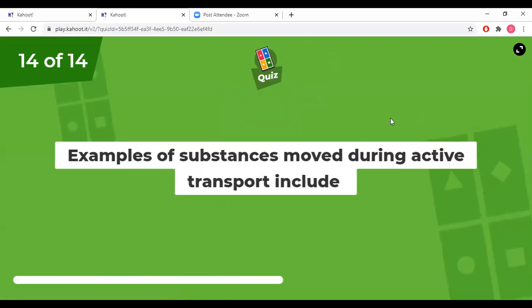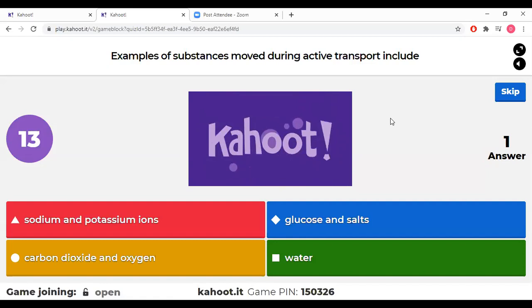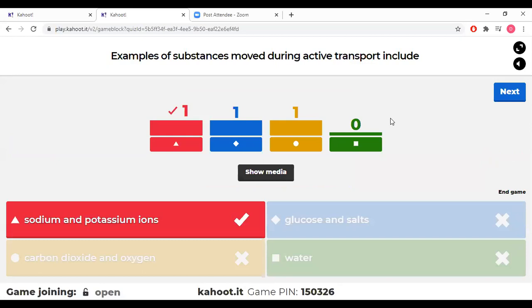And now this is the last question. Question 14 out of 14. Examples of substances moved during active transport include what? Remember when I showed you that concentration gradient there? There are examples of those substances that are allowed to pass through by active transport. What are those molecules? It is sodium and potassium ions, guys. Remember that diagram. We'll show it to you just now. It allows those ones to pass through during active transport.